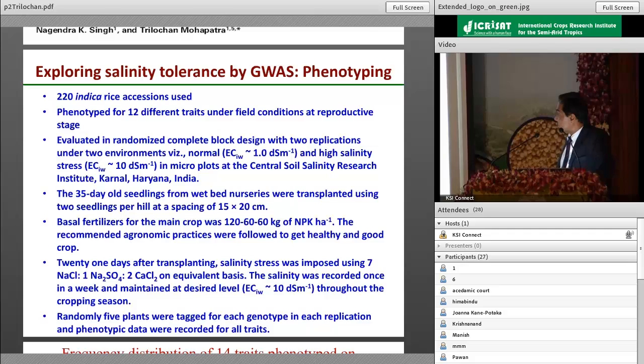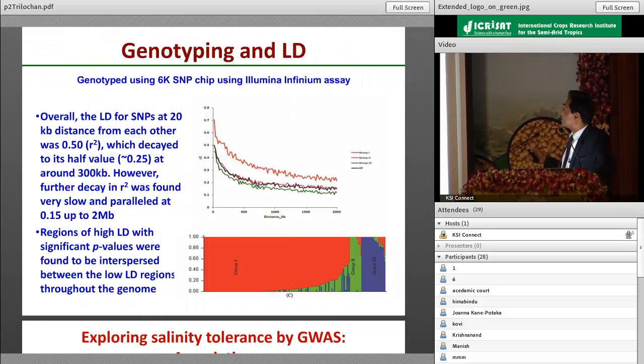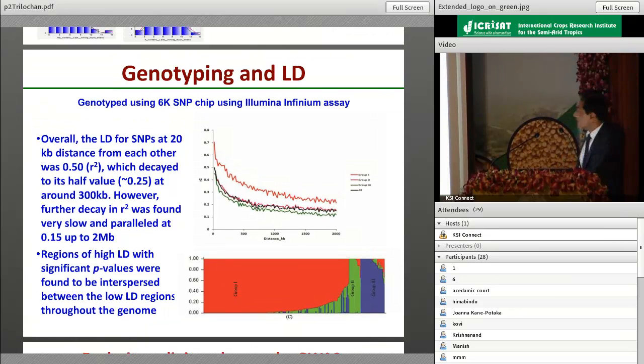These are the different conditions and way it was phenotyped. I'm not really going to describe each one of them. And with this, and time is running out, this is the kind of distribution of these 14 different traits that we handle. And then this is the kind of genotyping results on LD that we see here. And very briefly, the overall LD for SNPs at 20 kb distance from each other was about 0.5, and which decayed to half value at about 300 kb.